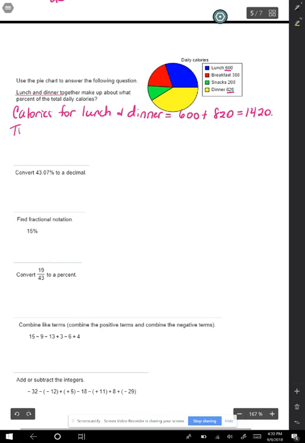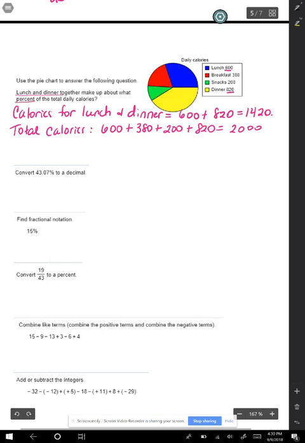And then you want the total calories for the day. For that, you're going to add up all 4 of them. So 600 plus 380 for the breakfast, and then 200 for the snacks, and then the 820 for dinner. You may use your calculator to add these. You'd add all of those up and get 2,000.